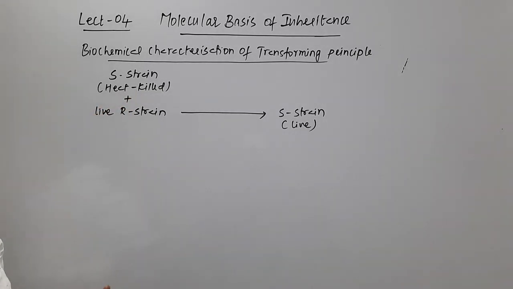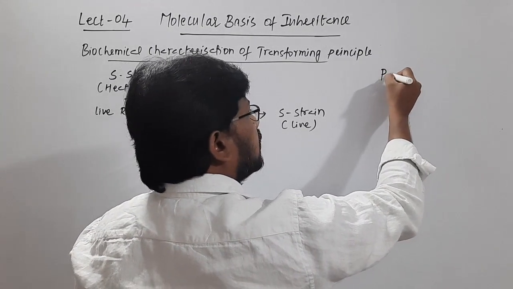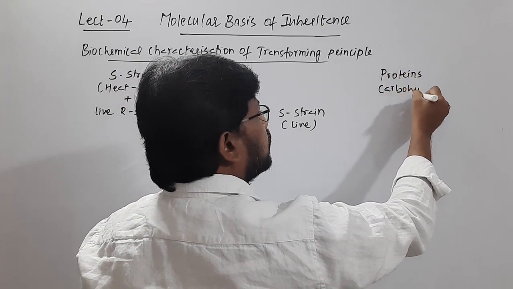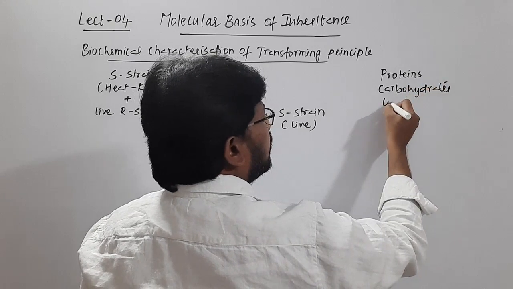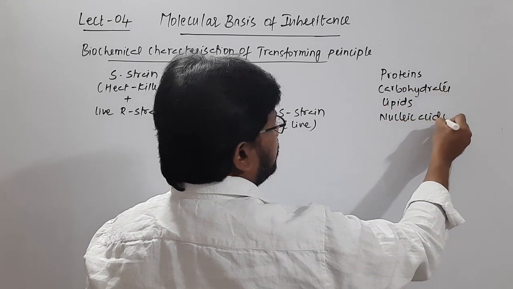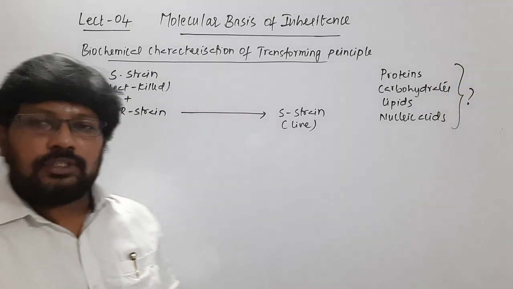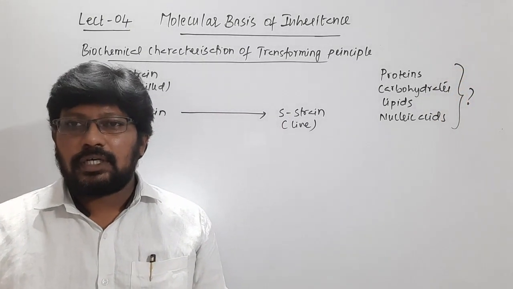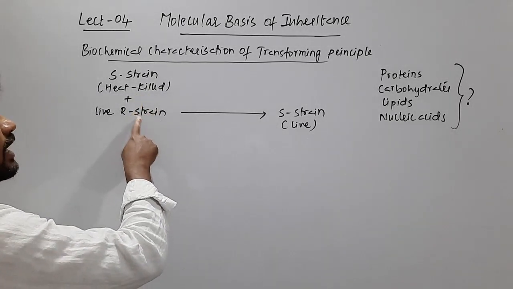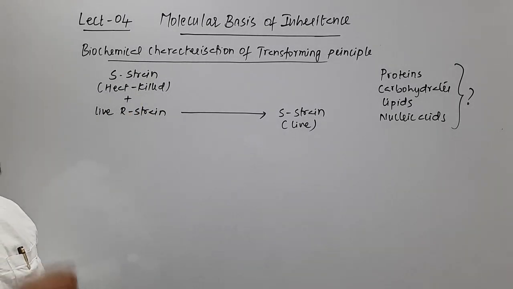But what is that? We know the organisms are mostly composed of molecules like proteins, carbohydrates, lipids, nucleic acids. Now, out of these major molecules that we find in living organisms, which one passed from S strain to R strain and converted the R strain to S strain? So that was a question.